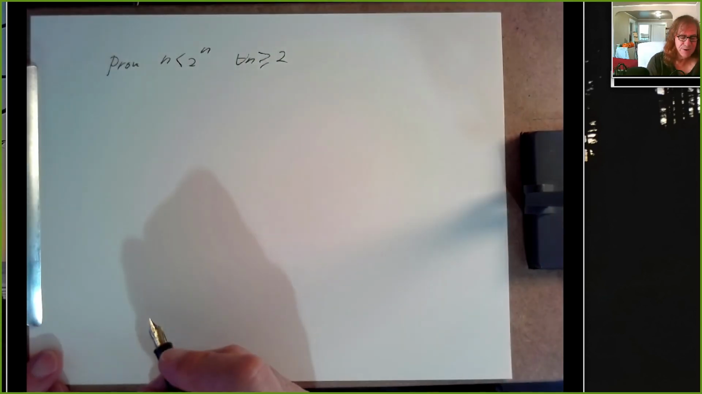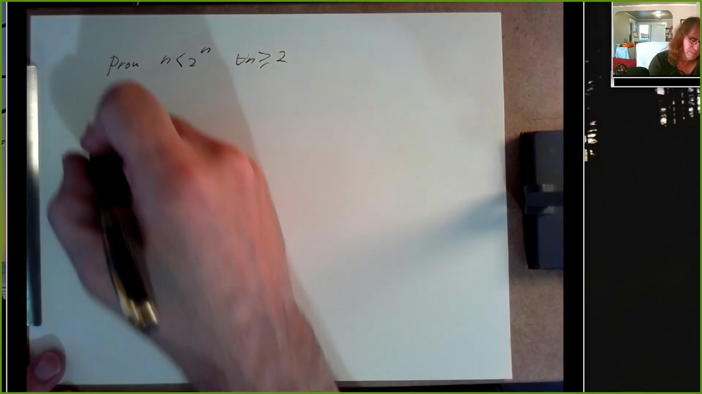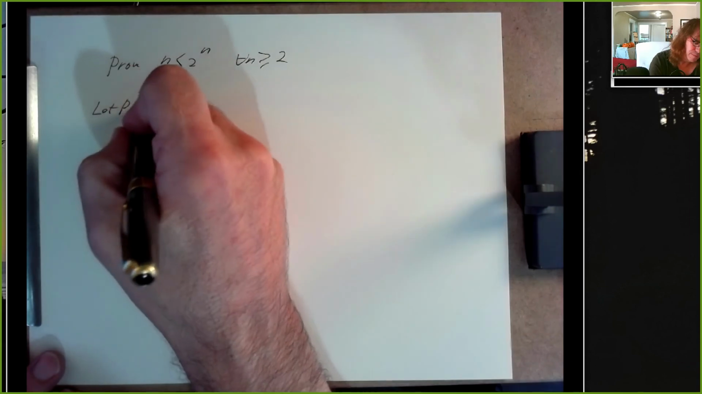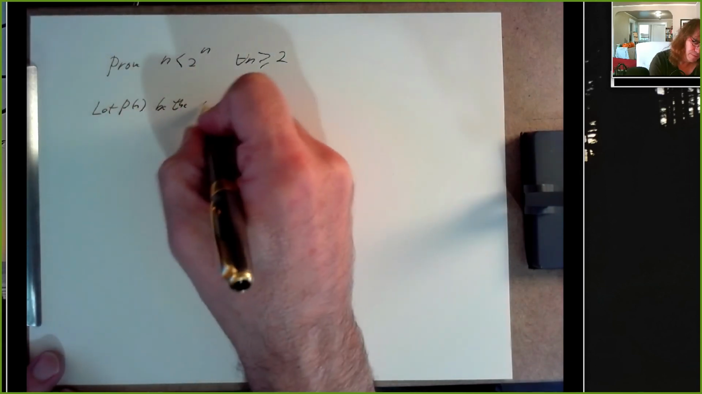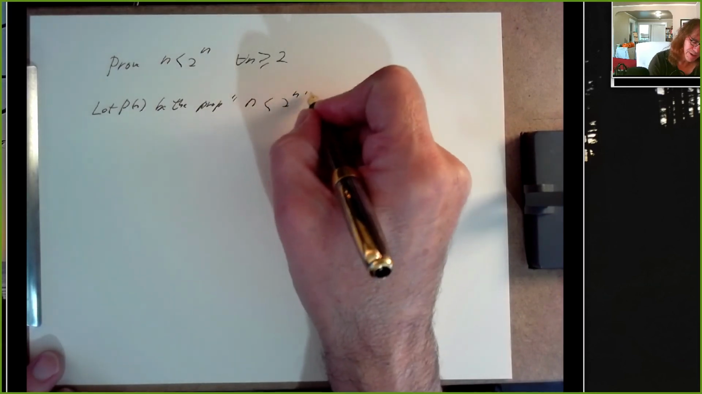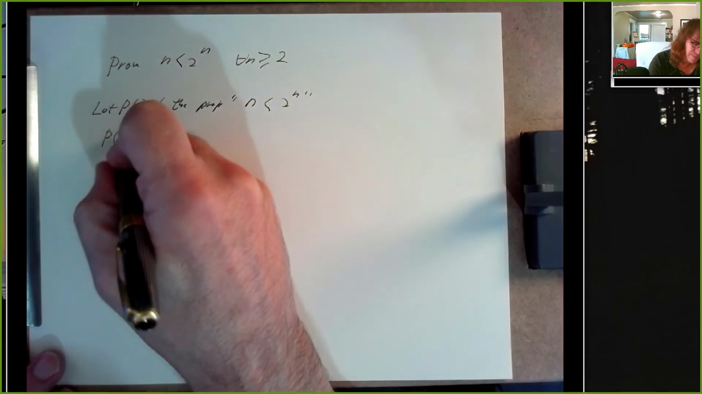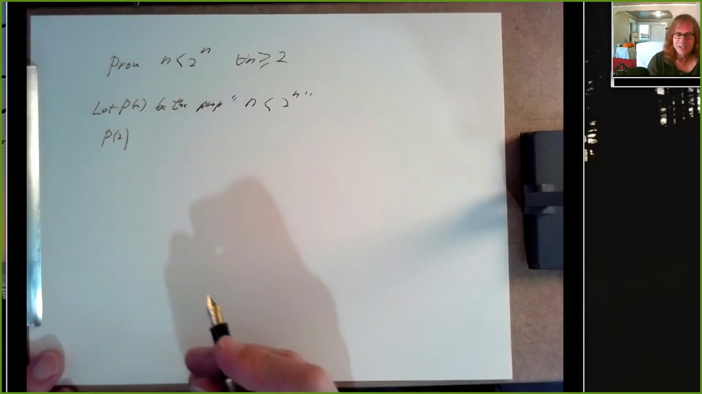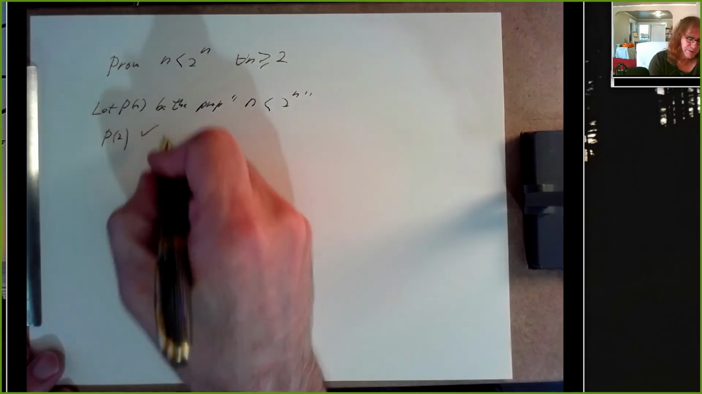Prove that n is less than or equal to 2 to the n for all n bigger than or equal to 2. So let P of n be the proposition n is less than 2 to the n. P of 2 says 2 is less than 2 squared, which is 4. That's certainly true.